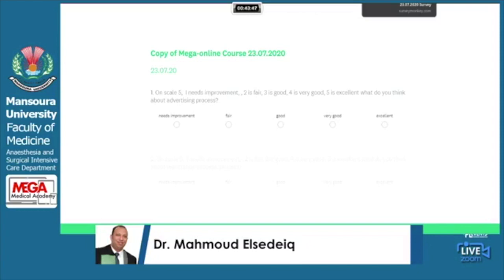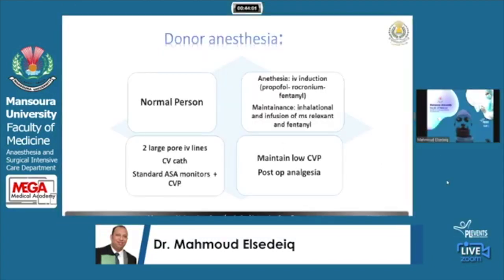Donor anesthesia. The donor is a normal person without major comorbidities. Anesthesia starts with IV induction: propofol, rocuronium, fentanyl. Maintenance is with inhalational anesthesia and infusion of muscle relaxant and fentanyl. We insert two large bore IV lines, a CV catheter, and standard ASA monitors and CVP. We maintain a low CVP at the parenchymal dissection stage, and there is great concern with post-operative analgesia.